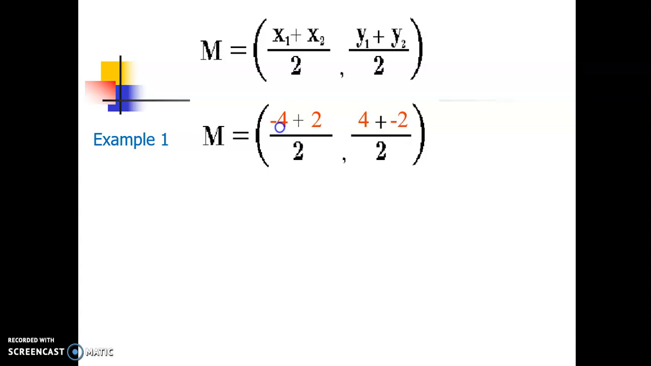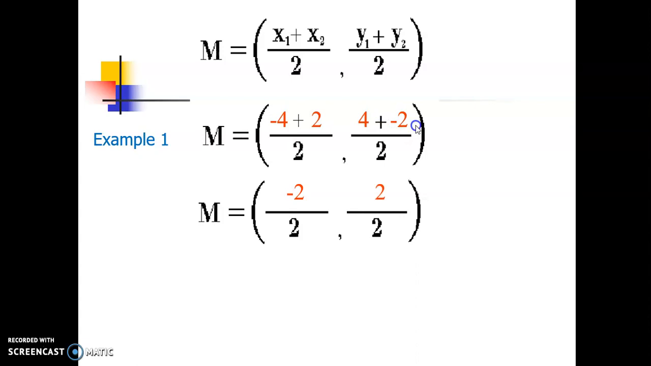So, let's do the math. Negative 4 plus 2 equals negative 2, and then 4 plus negative 2 equals positive 2. Ito na yung final answer natin. Ang midpoint natin is -1 and 1. Alam na kung bakit naging -1 tsaka 1 to? So, -2 divided by 2, -1 yon. And then, 2 divided by 2 is +1. So, this is our midpoint ng line segment, no?